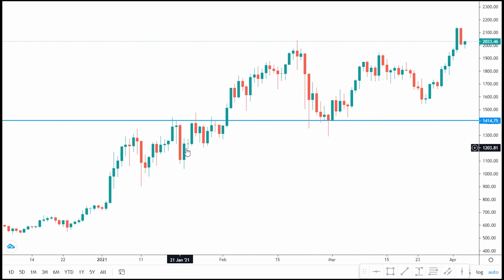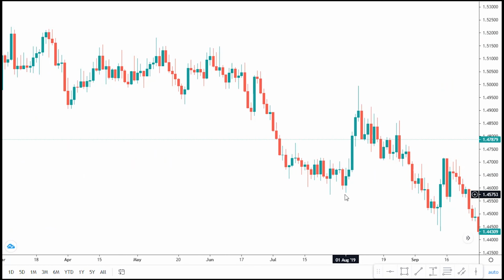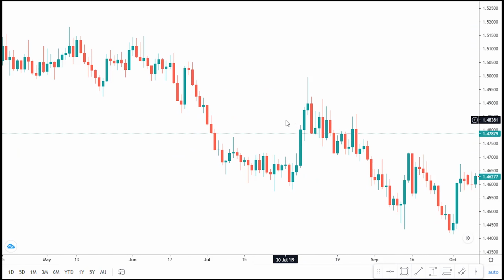Don't just buy any bullish pin bar that forms on the trading chart. Make sure they form and react to support levels on the trading chart. Same applies to the bearish pin bar for the continuation of a bearish trend. As we can see in this bearish trend, there was a bullish pullback here in this bearish trend, and price later carved the bearish pin bar.